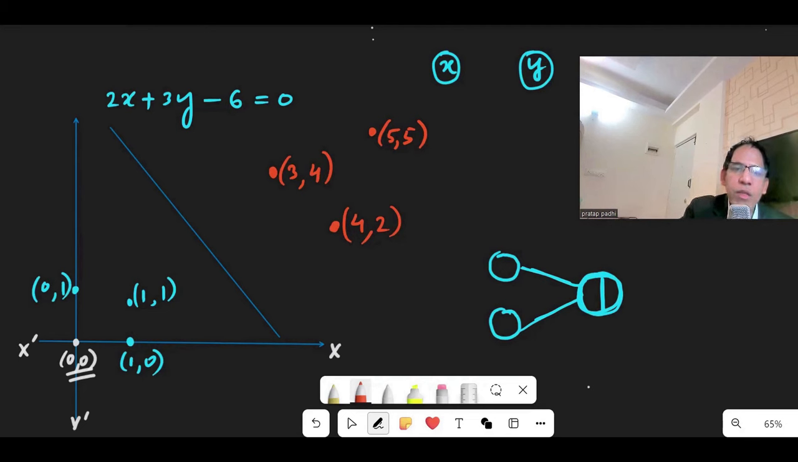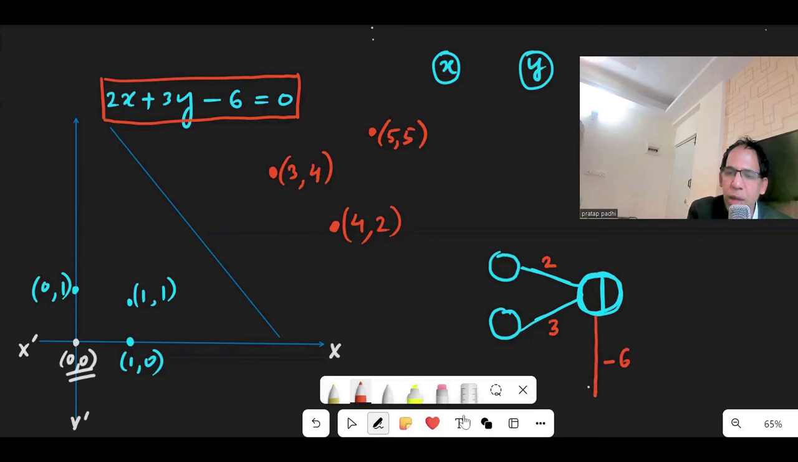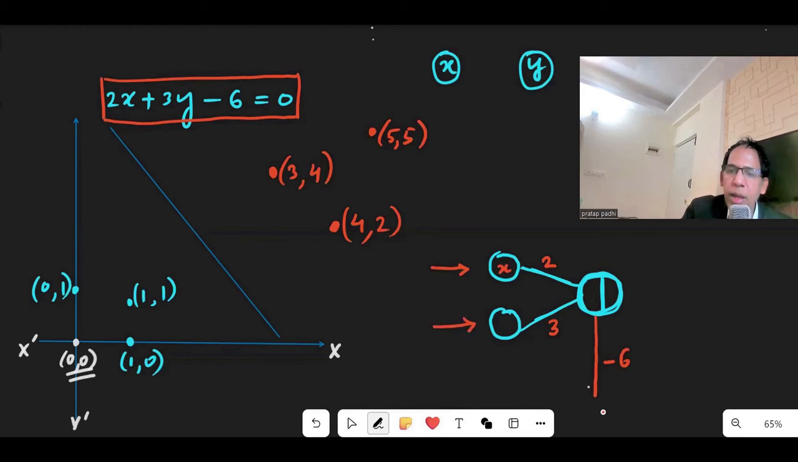This is my equation 2x plus 3y minus 6 is equal to 0. So simply, you write 2 and 3 as your weights, and whatever the constant, that will be your bias, minus 6. So minus 6 will be your bias, okay? So these are my weights and biases. Then what will happen? Then my data will go through this. This will be my x, and this will be my y, because I have taken xy, I have to write xy, okay? And here I will get the value, whatever is z, okay?